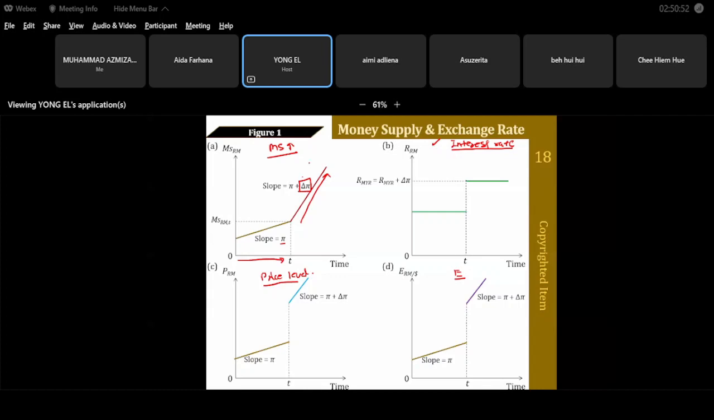You can consider this one as a 5% increase in inflation rate. As I said, according to the Fisher effect, interest rate must also increase 5% in order to compensate for the impact from inflation. As you can see here, the interest rate has a jump, okay, 5% higher, in order to compensate for the impact of inflation.